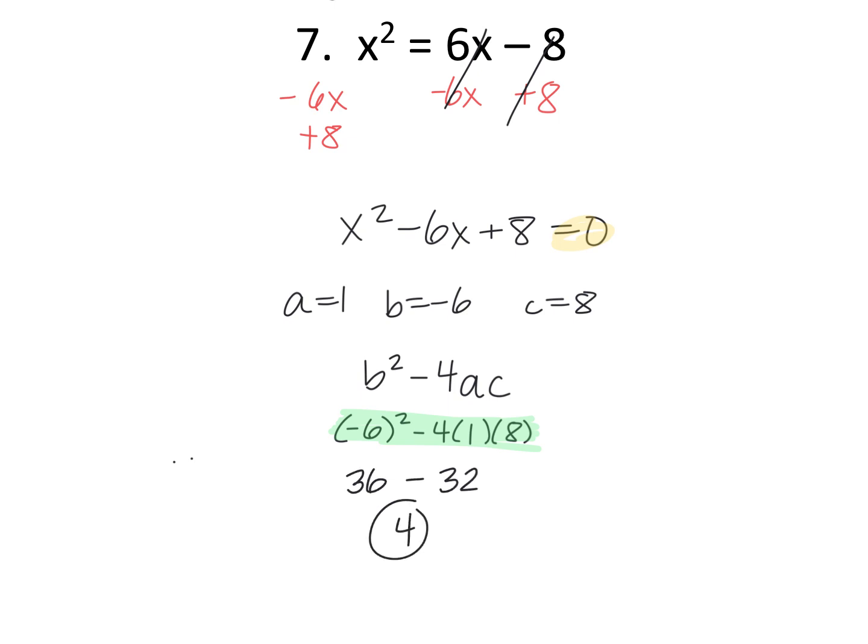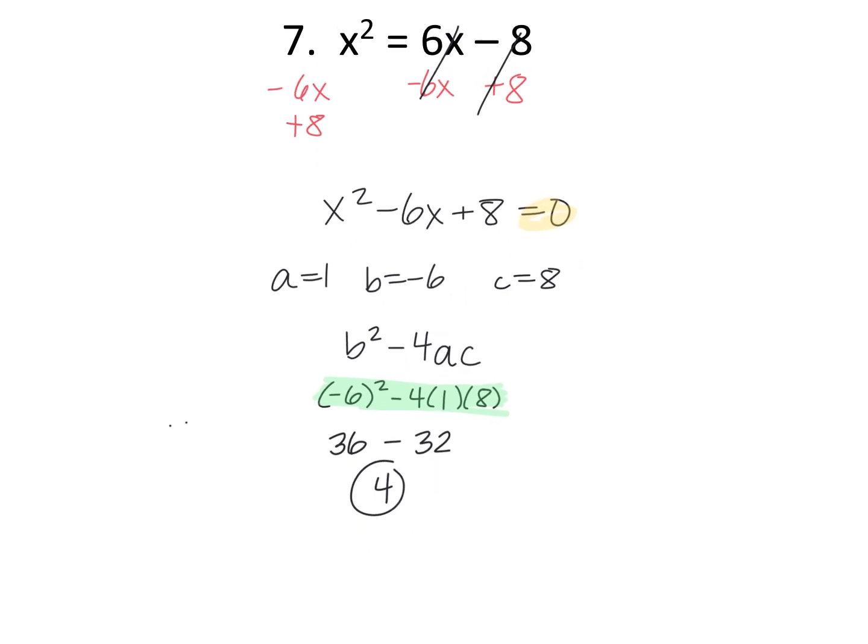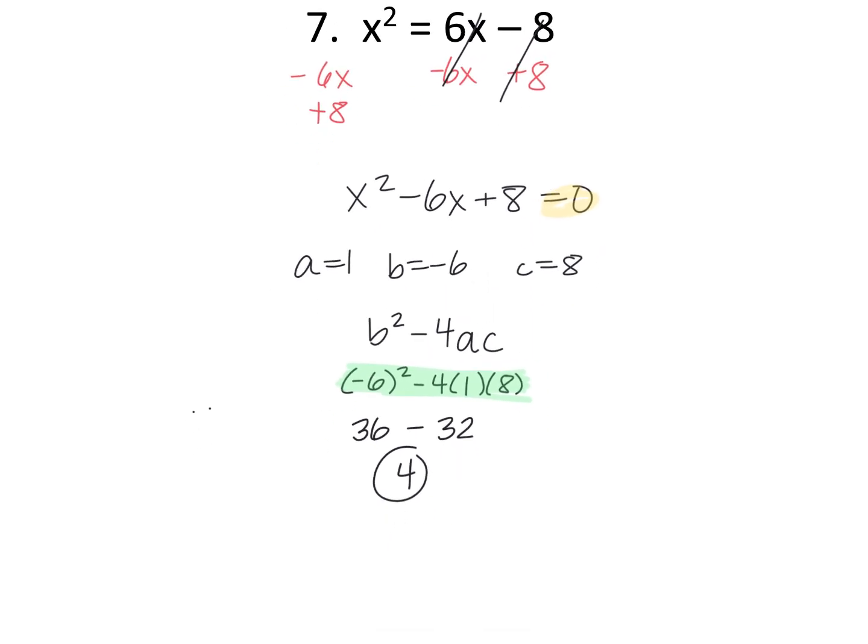And that will give me positive 4, right? Okay, if I end up with a positive root, how many x-intercepts would I have? 2. I get 2 real solutions because I can take the square root of 4. So there are 2 x-intercepts. This is what this means. And because I actually get x-intercepts, there's 2 real solutions. We're not pretending here. They're actually graphable.